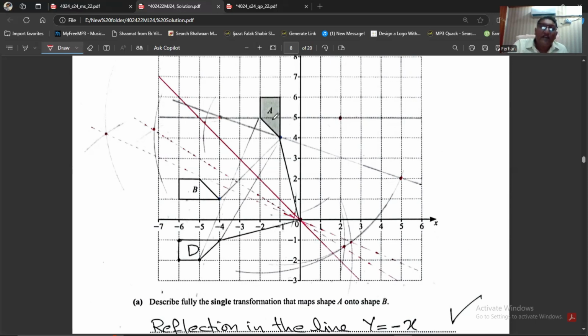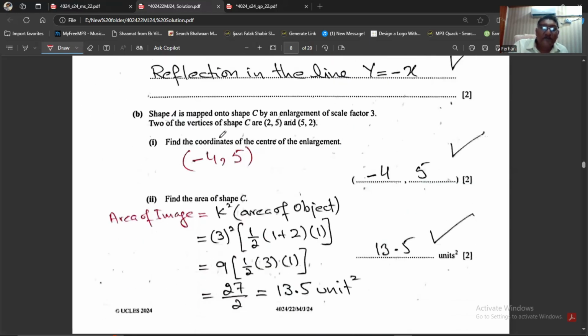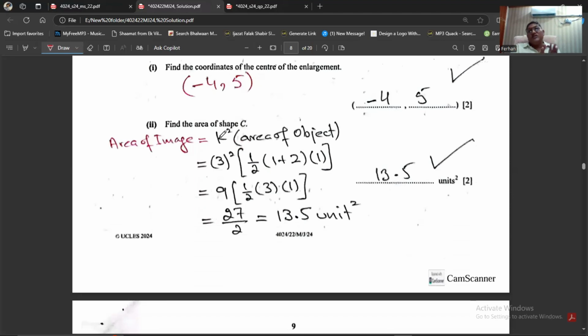We can find its area. This is 1 and this is 2 and this is 1. So of the two parallel sides, one of them is 1, the other one is 2, and the height of the trapezium is 1. So I can find the area of the object, and the area of the image is equal to K squared multiplied by the area of the object. This formula is applicable in the case of enlargement. We know the K value, the scale of the enlargement, that is 3, so I will square it. The area of the object is 1/2 times the sum of the parallel sides times the height of the trapezium. So that will be (1 + 2) × 1.